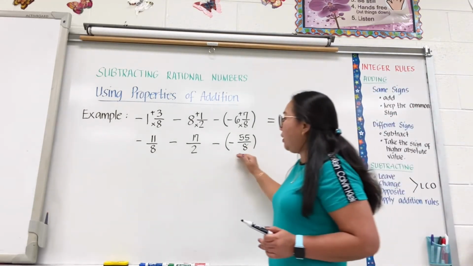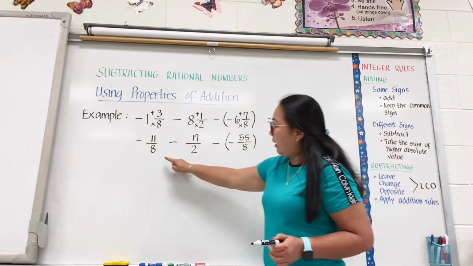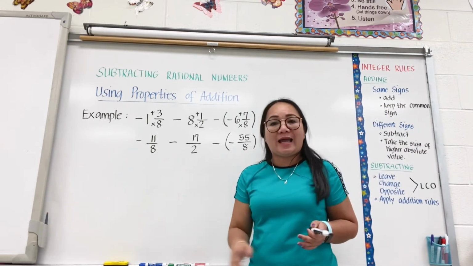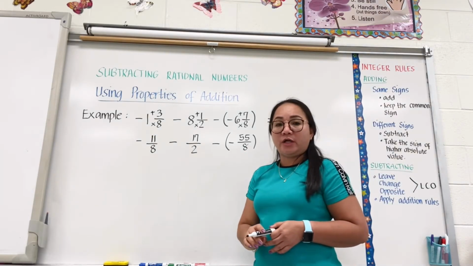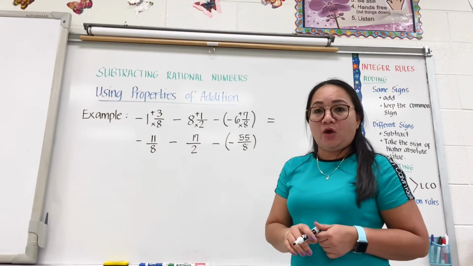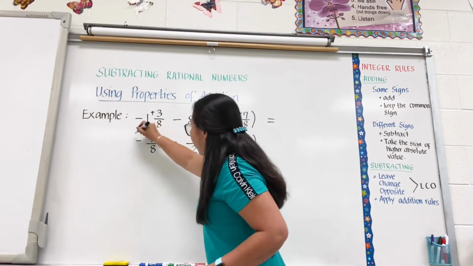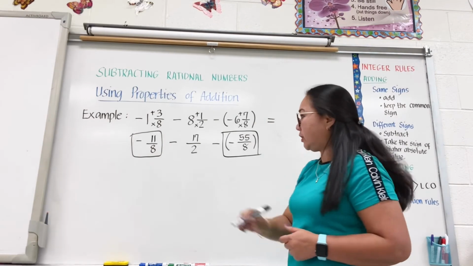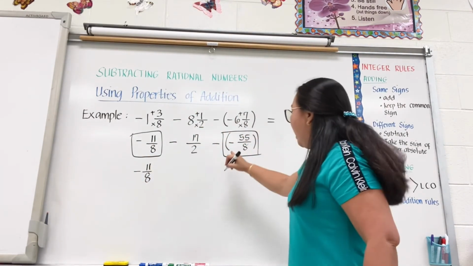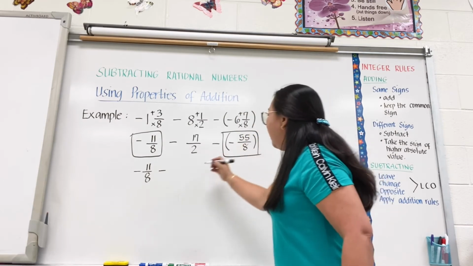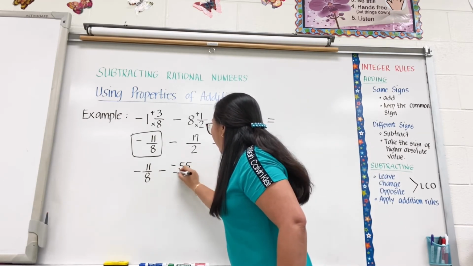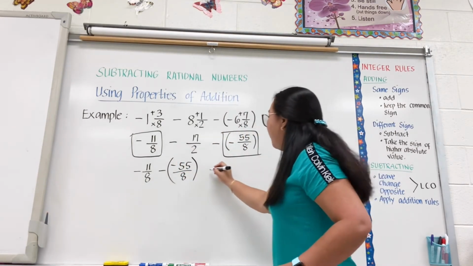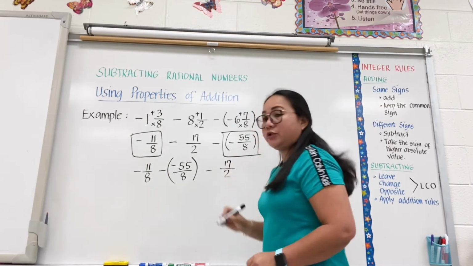Next thing is look at the denominators. So we have here 8, 2, and 8. Perform the fractions that have the same denominators first. So you will use the commutative property of addition. So this one and this have the same denominators. So negative 11 over 8 minus negative 55 over 8. And then this one should be here at the last, minus 17 over 2.